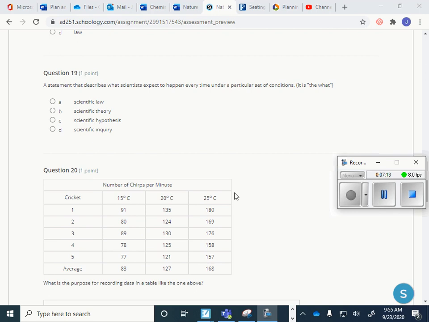Question 18. A well-tested explanation for a wide range of observations or experimental results is called a scientific, either A, hypothesis, B, inquiry, C, theory, or D, law. Question 19. A statement that describes what scientists expect to happen every time under a particular set of conditions. In other words, it is the what. Is called either A, scientific law, B, scientific theory, C, scientific hypothesis, or D, scientific inquiry.